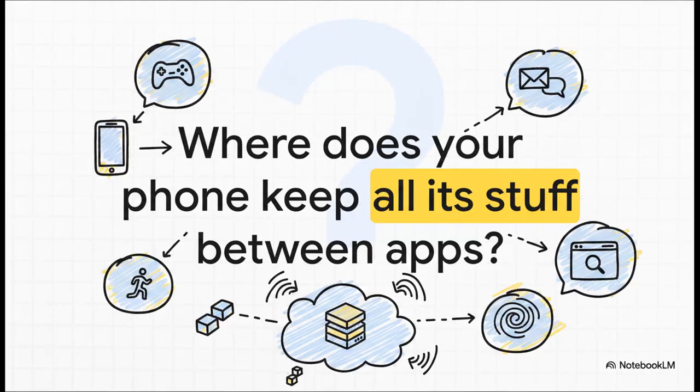So, have you ever really thought about your phone? Like when you're bouncing between a game, then you quickly check a message, then you hop over to your browser. Your phone doesn't just forget everything about that game. It can't. It has to put all that game stuff somewhere safe while you're doing something else. So, where does it all go? And how in the world does it keep track of it?